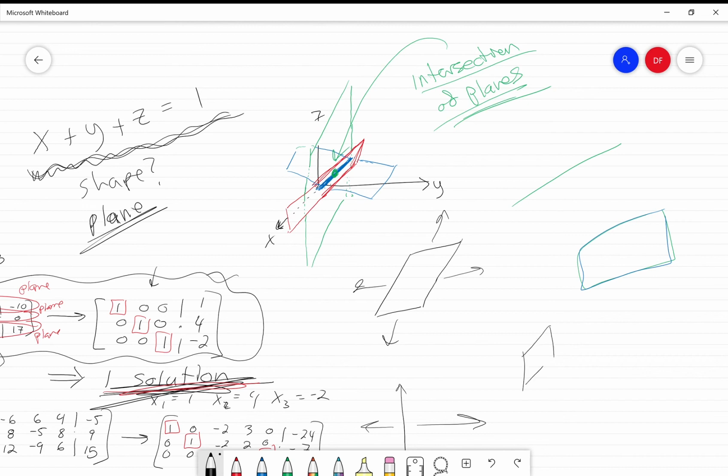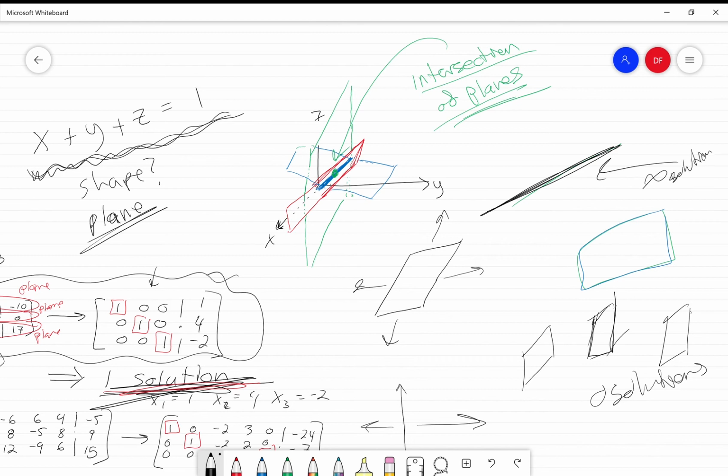intersect. So I have this plane here, I have this plane here, and I have another plane, let's say. And they are parallel, so they never intersect. This would be 0 solutions. And when I have three planes or two planes intersect in a line, I will have infinitely many solutions. And if they intersect in a plane, also I will have infinitely many solutions. And if they intersect in a single point, that's when I have one solution.